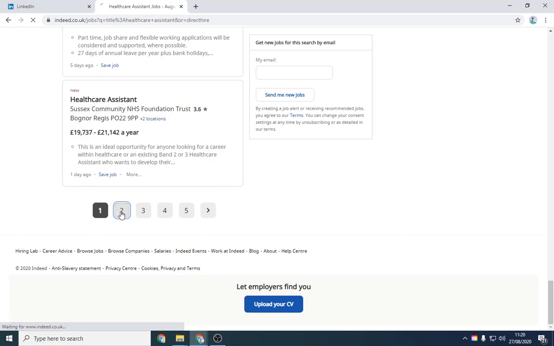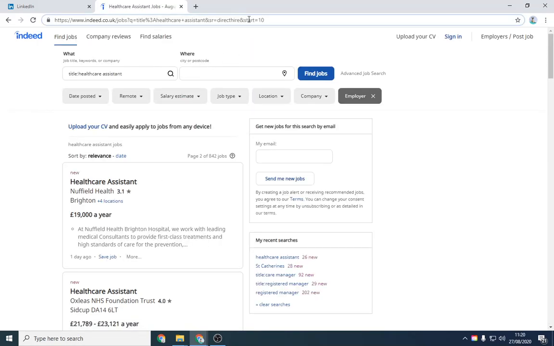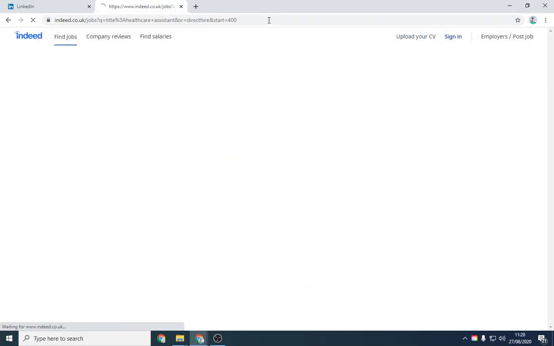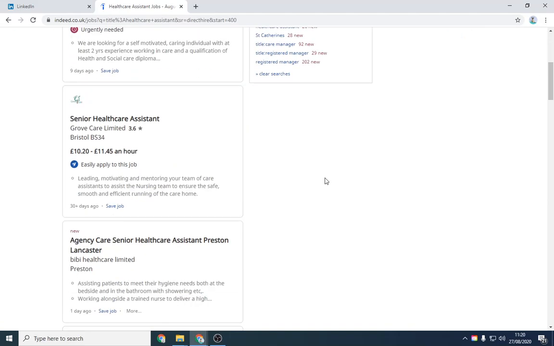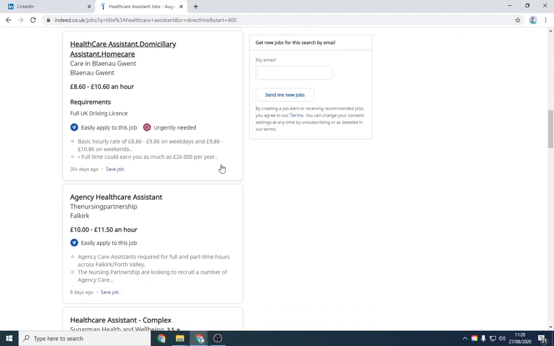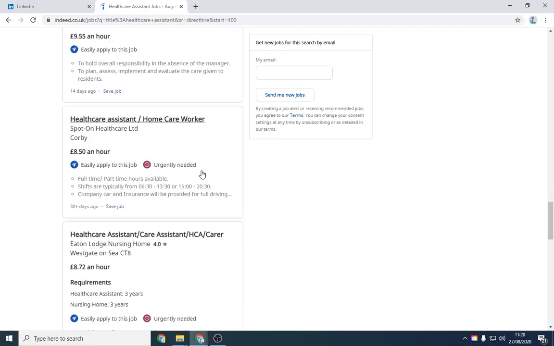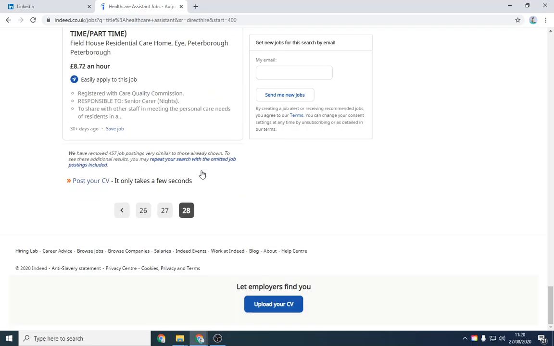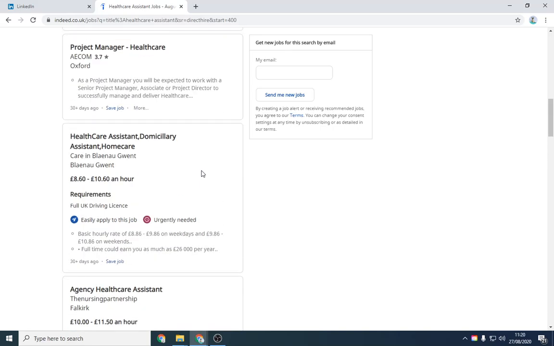You want to go right to the back. At the top where it says "start equals 10", you want to put 400 in there. And what you want to look at with that is going right down to the bottom and finding out most of these will be agencies.